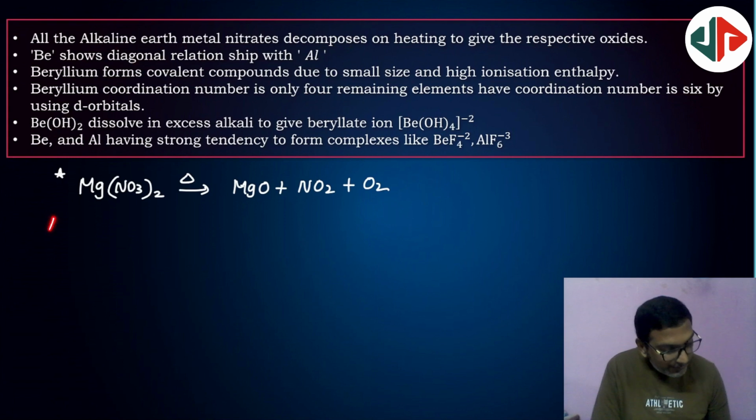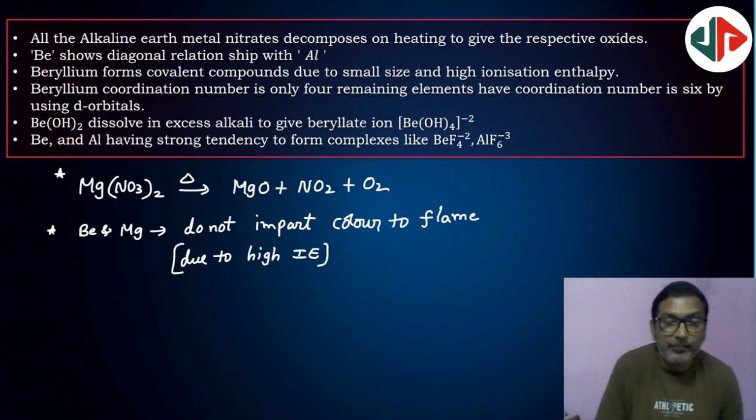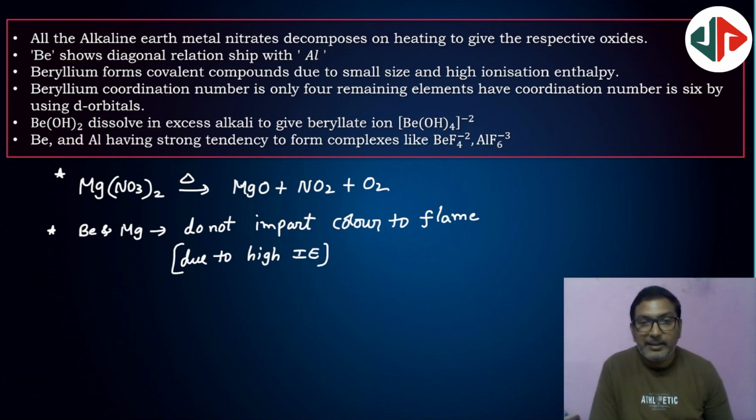Next, one more important point. Beryllium and magnesium do not impart color to flame due to high ionization energy. Very important, and a previous question. For remaining elements, flame colors will be there. Beryllium and magnesium do not impart any color to flame due to very high ionization energy.